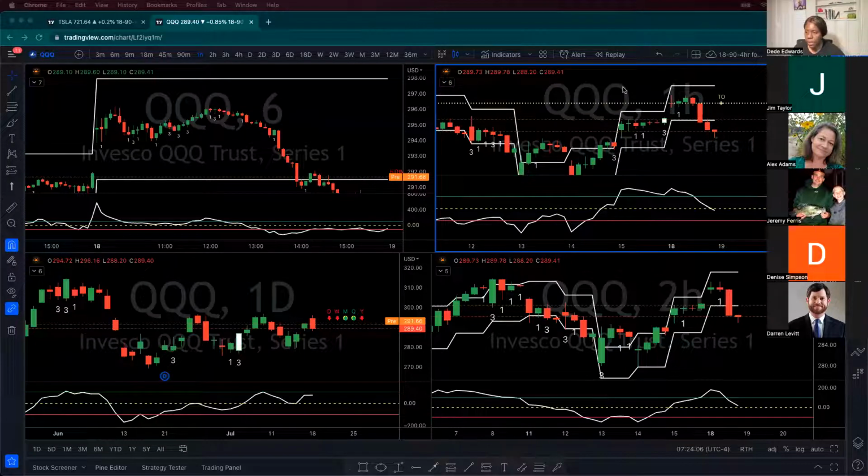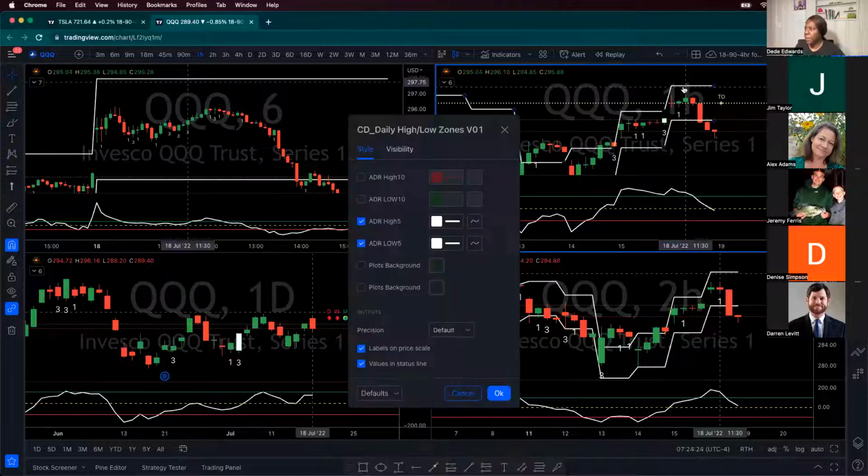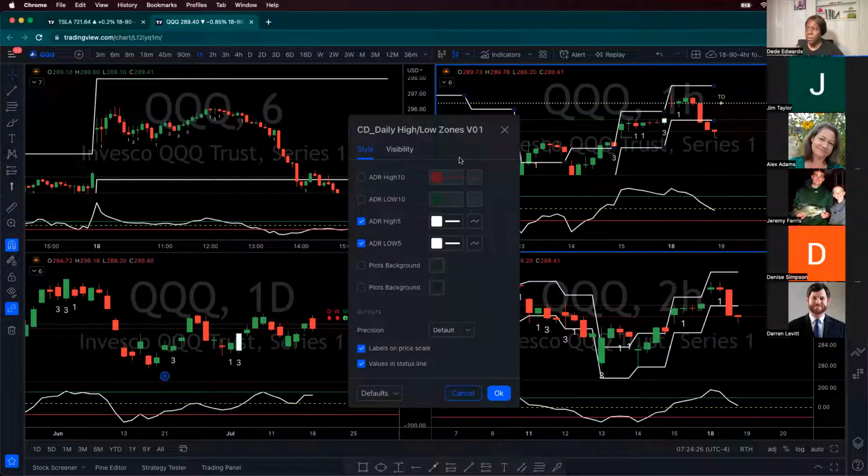Now, average daily range is just a mathematical calculation, typically based on the higher highs and lower lows on average over a certain number of days. I have a script here that I'm using that is actually on my blog as well. I use TradingView, and this is a script that I use.